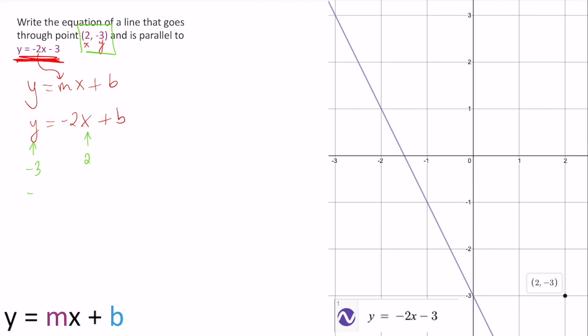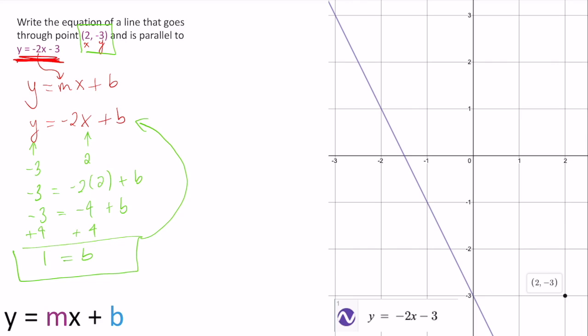that out. So -3 equals -2 times 2 plus b, and -2 times 2 is -4, right, plus b. Okay, and so look, the only thing left is b. It's the only unknown. So if we add 4 to both sides, we get 1 equals b. And guess what? We just figured out b. We already know the slope. And so now all we have to do is plug in b and we get our equation. So y equals -2x plus 1.